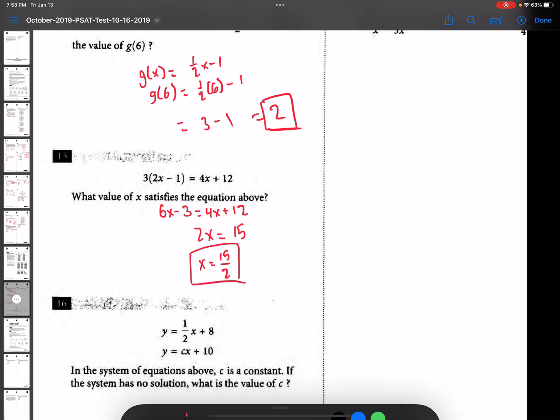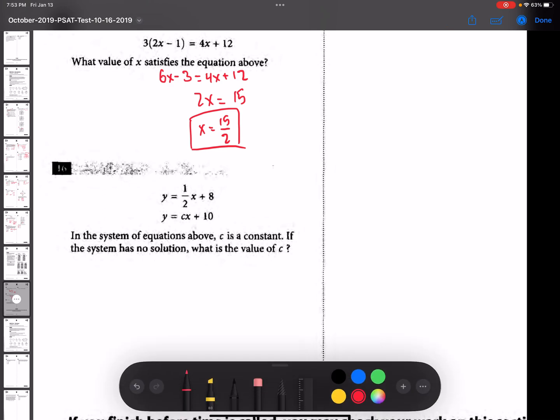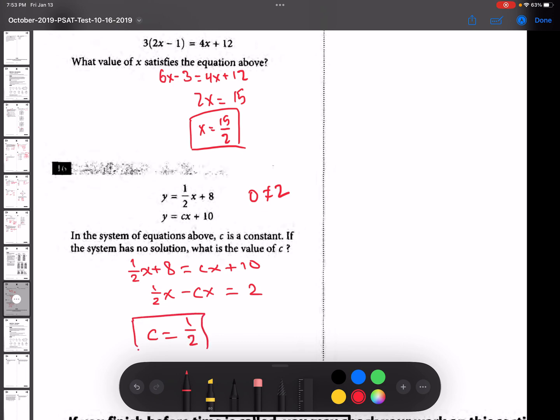Okay, next question. 16. In the system of equations above, c is a constant. If the system has no solution, what is the value of c? So half x plus 8. Since both of them are equal to y, I can write the equation out like this. Now we have half x minus cx is equal to 10 minus 8, which is 2. If there are no solutions, it would be written as something like 0 is not equal to 2. So if this has to be 0, then c is supposed to be equal to a half, which will give us 0 is not equal to 2.